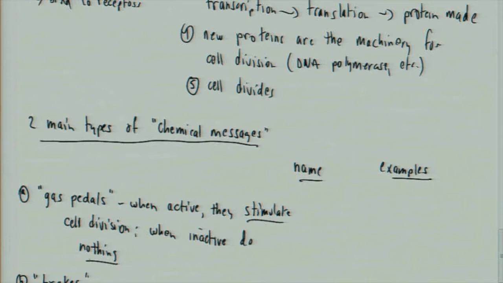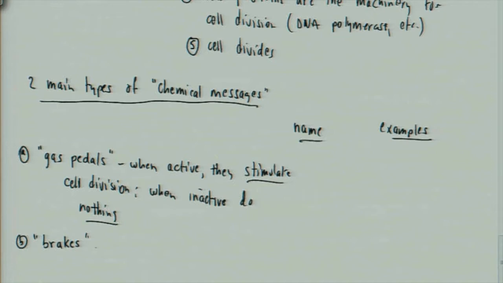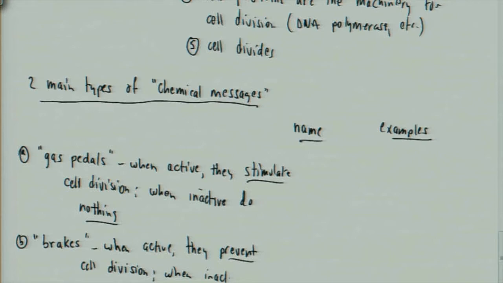Brakes, on the other hand, when active, as you might expect, they prevent cell division. When inactive, they do nothing. So the idea is, you want to make the car go, you have to both release the brake and step on the gas. Okay? And they act differently. If your gas pedal is broken, the car won't go at all. If the brakes are broken, the car won't stop.